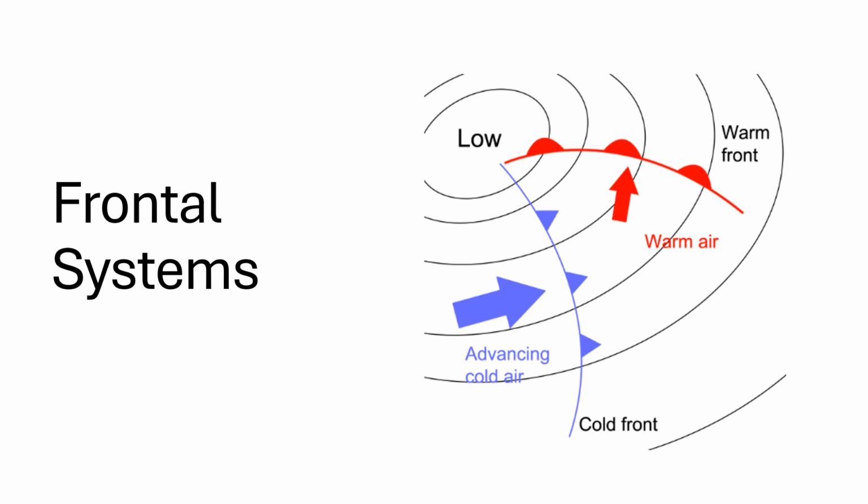You may recall that on weather charts and forecasts, frontal systems are marked up in the way shown in this graphic. Red lines with half circles being the warm front, while the blue lines with the triangles mark the cold front.